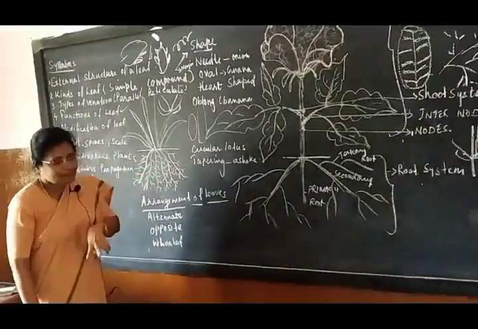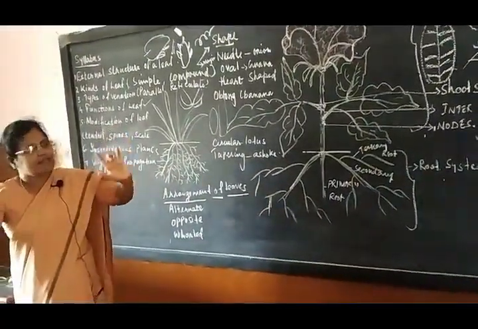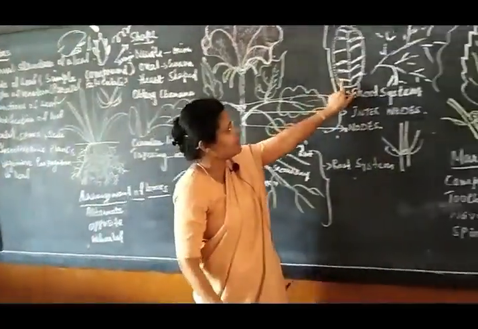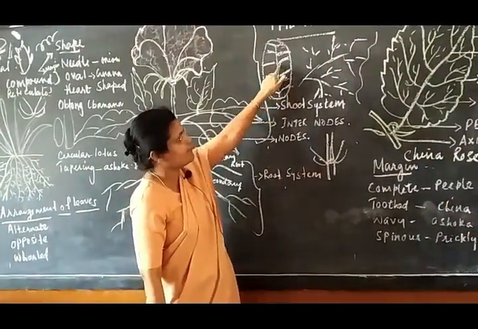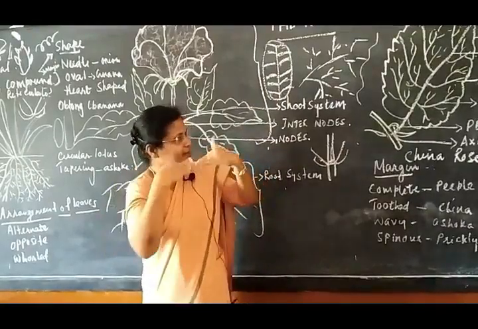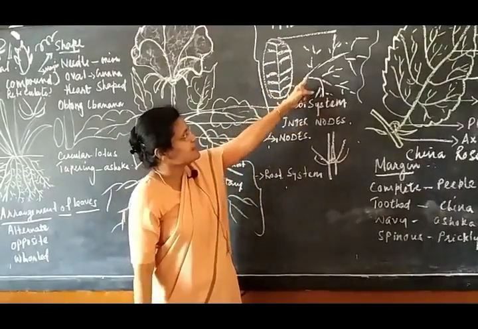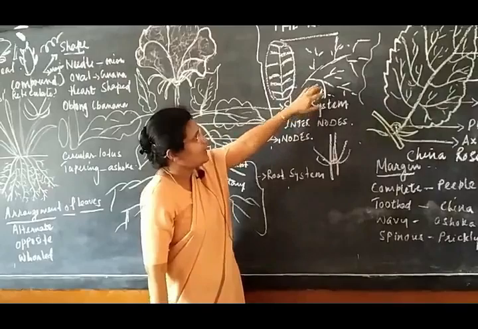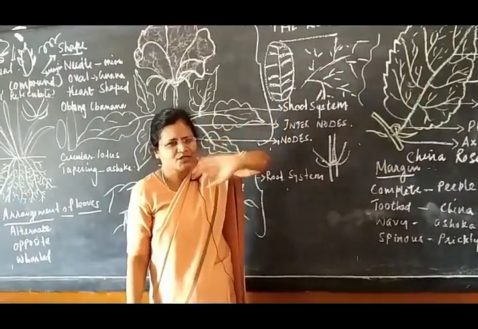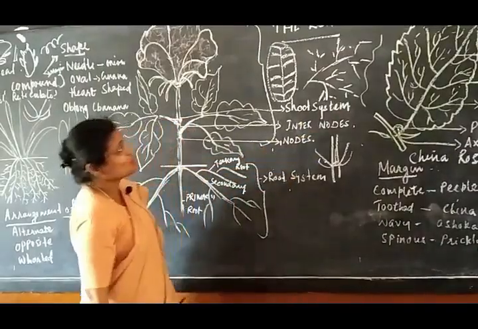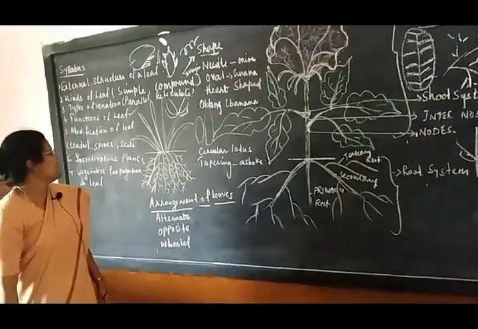Then you have two types of venation. I showed you the parallel venation. This is parallel venation because the veins are arranged parallel to one another, like this. Whereas where the leaf is having a lot of branches, veinlets, so many branches, it is called reticulate venation.